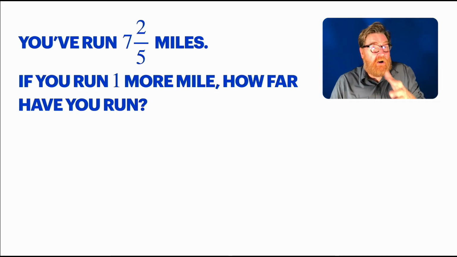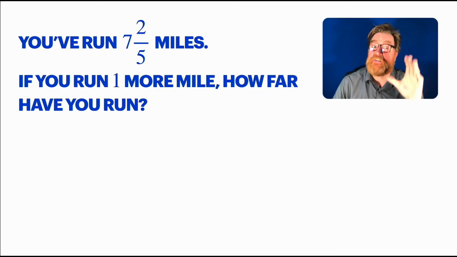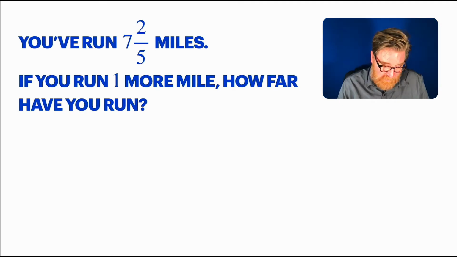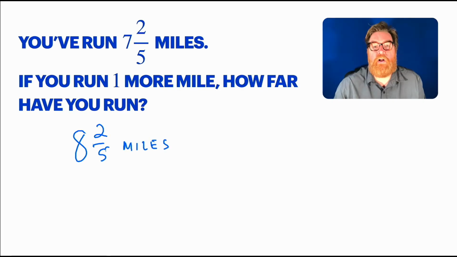Now, just numerically, just to get settled here, if you've got 7 2/5 miles, you've run that already. It's a long run. 7 2/5 miles. If you run one more mile, how far have you run? Well, we're just adding one more onto 7 2/5. So that just means that we're going to have 8 2/5 miles when all is said and done, right? 7 2/5 more, add one more whole mile onto that, 8 2/5 miles.